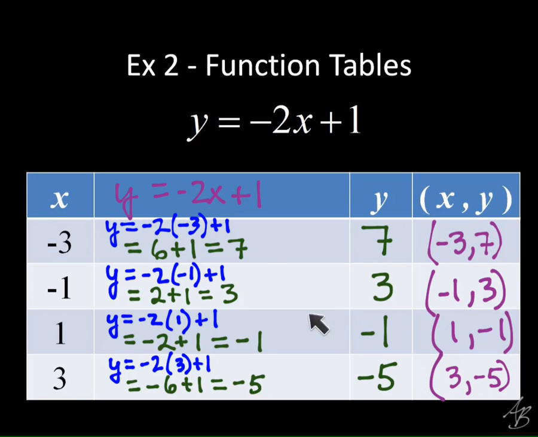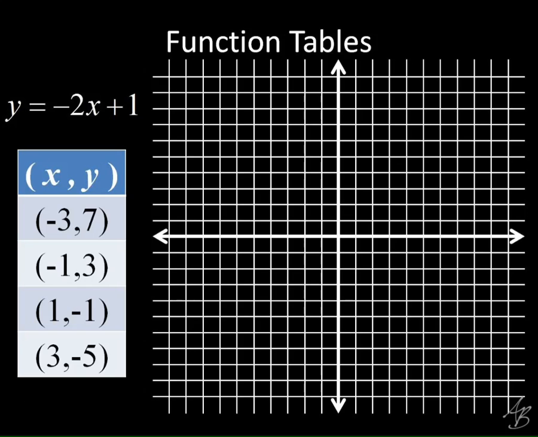All right, so when we took these x values here and plugged them in for x here, we got these y values, and for each x and y value, we get an ordered pair. And so what we can do with that is go to a coordinate plane and plot each of those points. So we plot the point -3, 7. We plot the point -1, 3. We plot the point 1, -1. We plot the point 3, -5. And all of those points end up being in a straight line.